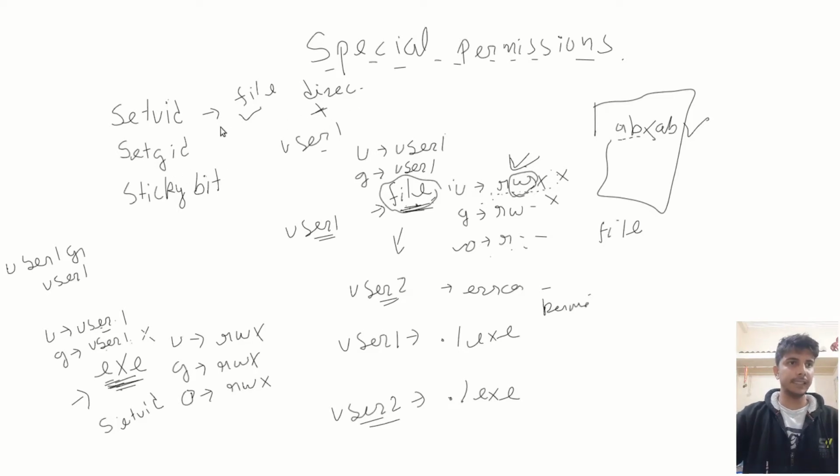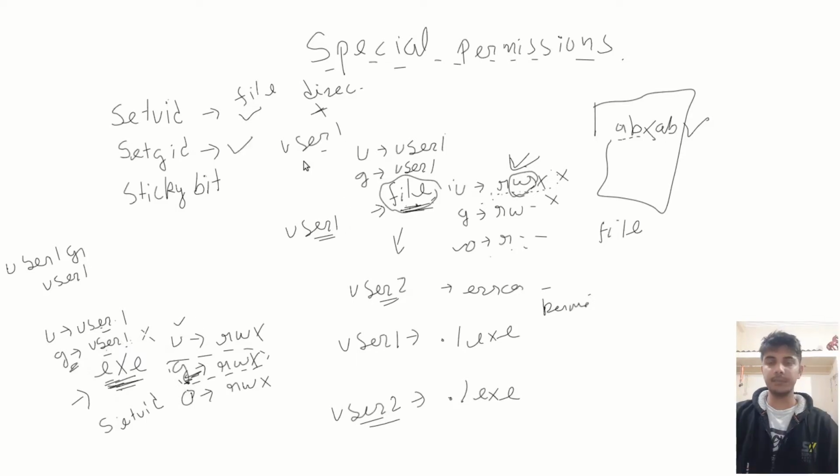Then we have the setgid. Setgid for a file means that the same operation will take place, except the file will now execute as the group owner. Previously, when the setuid permission was set, the file was opened as the owner of that file. But when the setgid field is set on a file, the file will be opened as the group owner of that file. Here the group is user1, but in practice it could be any particular group.